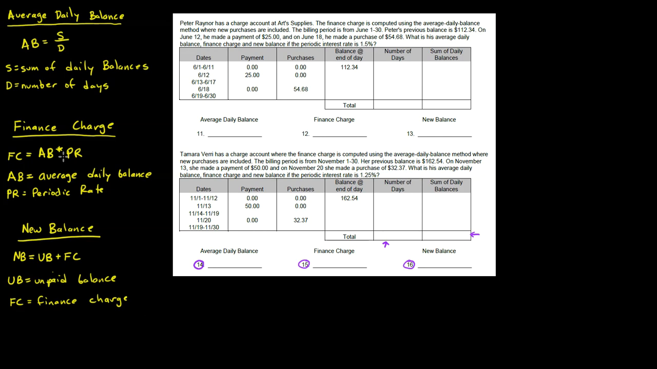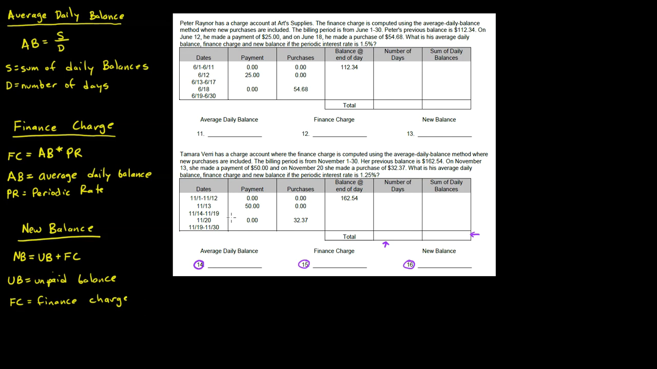For the finance charge, I will take the average daily balance, which is what I will determine in number 14, and I will multiply it times my periodic rate or my monthly interest rate. The new balance is we take the unpaid balance. So how much money did I owe at the end of the month? And I add to that any new money that I owe from a finance charge. So let's go ahead and take a look at 14, 15, and 16 by first filling out this table.